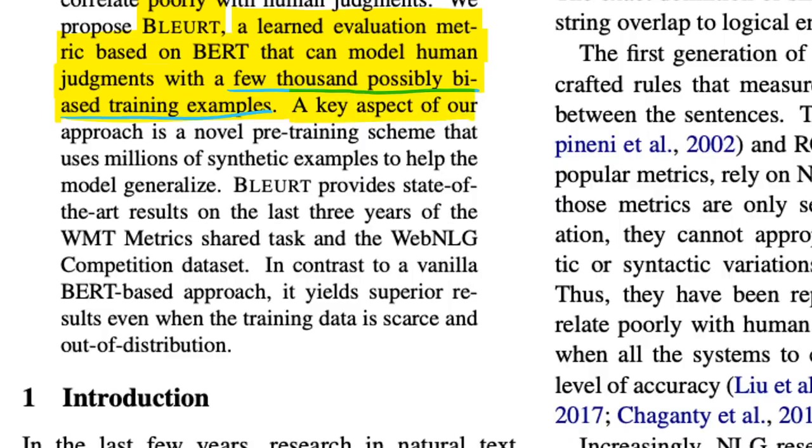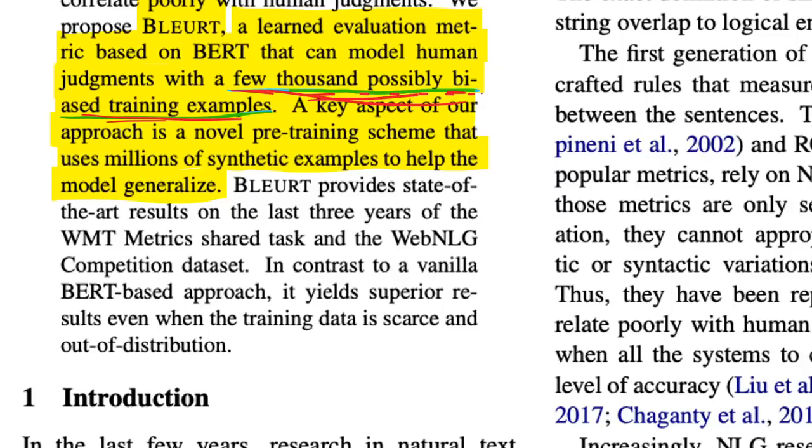So they say a key aspect of our approach is a novel pre-training scheme that uses millions of synthetic examples to help the model generalize. Now, why is it important that it only uses a few thousand training examples? Because these are generated by humans, right? And humans are expensive. It's not like ImageNet, you do it once, you have it for 20 years. This is done year after year, and you need real experts, like translation experts. So this is expensive. So the fewer of these actual training examples that the thing can be efficient on, the better.